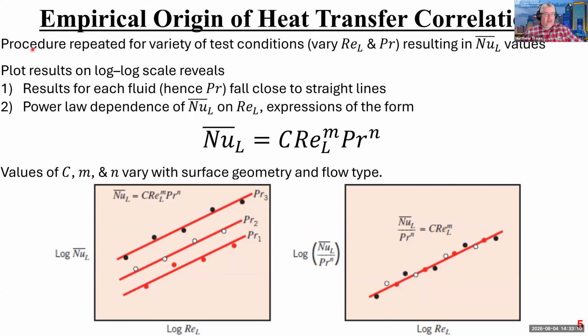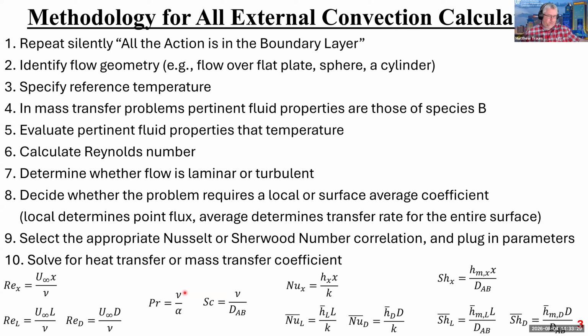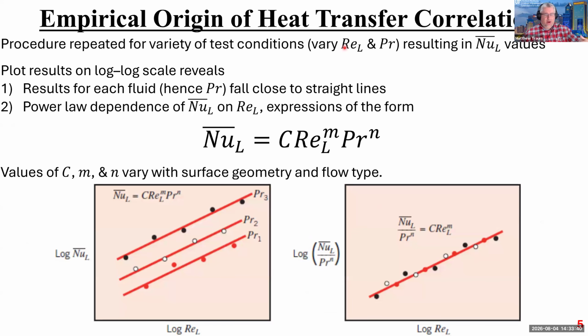Okay, so we say here that this procedure is repeated for a variety of test conditions, right? So remember back to Buckingham pi, you want to vary the Reynolds number and the Prandtl number by, for example, changing the velocity for Reynolds number, and then changing the fluid for the Prandtl number, right? Because Prandtl number is viscosity over thermal diffusivity, right? So different fluids or the same fluid at different temperatures will give you different Prandtl numbers. So you're now running experiments by varying these two variables. And that's going to result in a family of resulting Nusselt numbers.